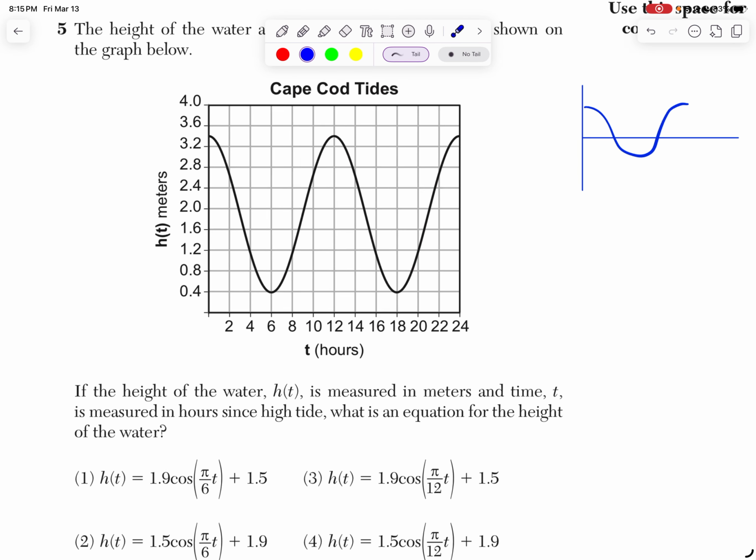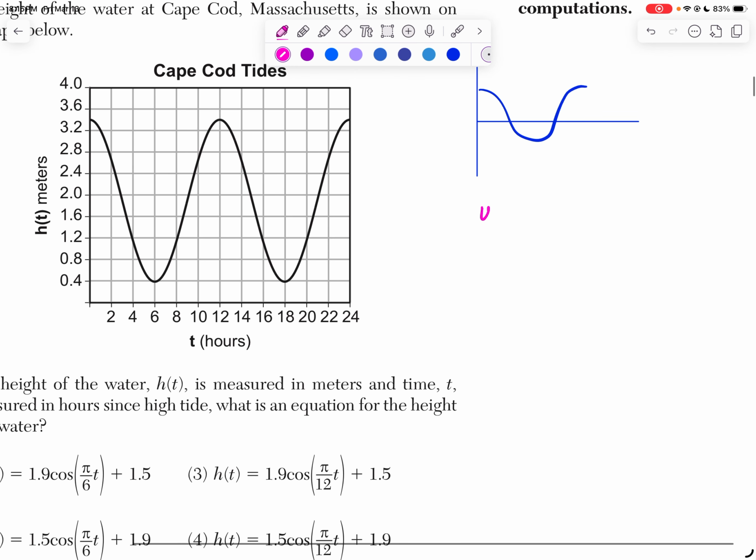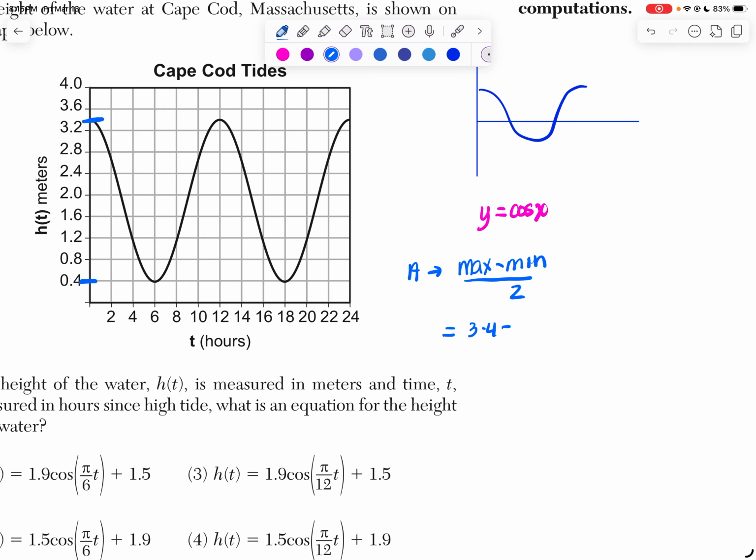To find your amplitude for this equation, I'm just going to write down y equals cosine x. To find our amplitude, we're going to do our max minus our min divided by 2. If I look here, my max is going to be 3.4 and my min is going to be 0.4. So we're going to do 3.4 minus 0.4, and then divide by 2.